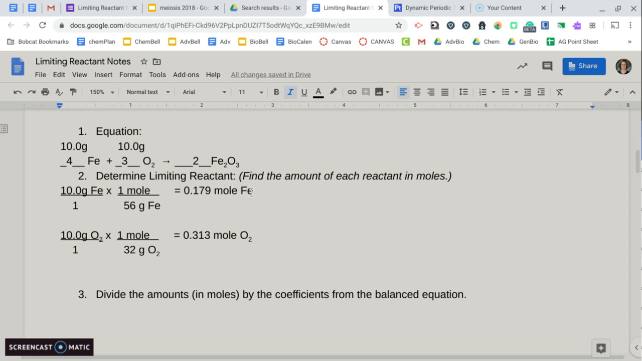And I like to do a little shortcut here and just do it in the same problem. So I'm going to do step number 3 up here. I'm going to take this one and divide it by this 4, that coefficient from the equation. And I'm going to take my oxygen number and divide it by 3. This isn't going to give you a number to use in the equation. This whole step is just to figure out which one you're going to run out of first.